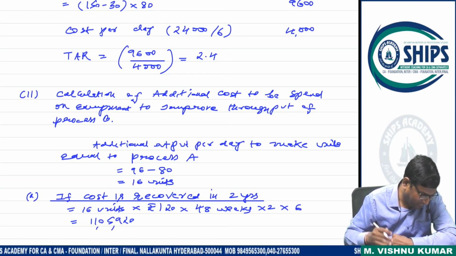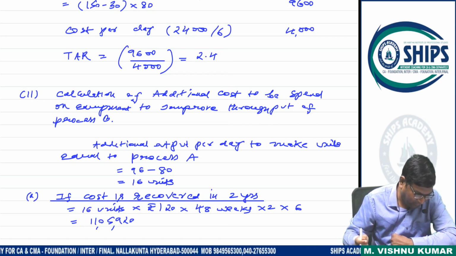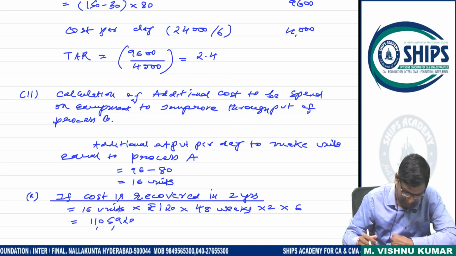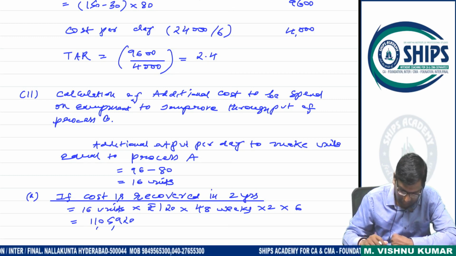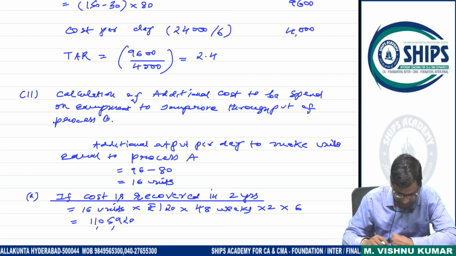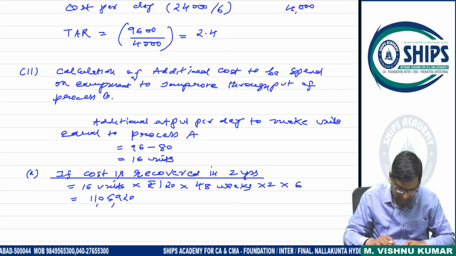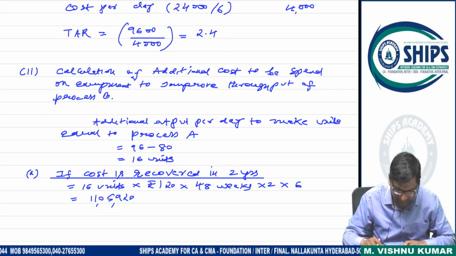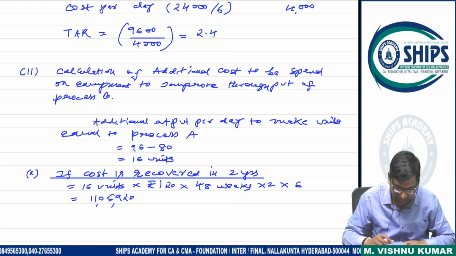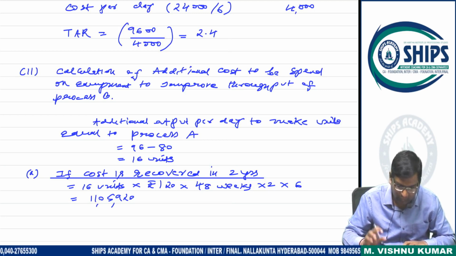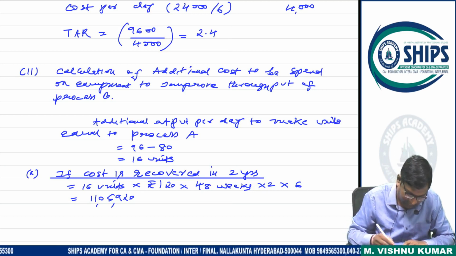Exactly what is this? Calculate how much the company could spend on equipment to improve the throughput of process B if it is to recover the cost in 2 years. It means if they want to recover the cost in 2 years, this much will be the amount. Means 11 lakhs 5,920 rupees they have to incur. So this will be recoverable in 2 years' time from the contribution.